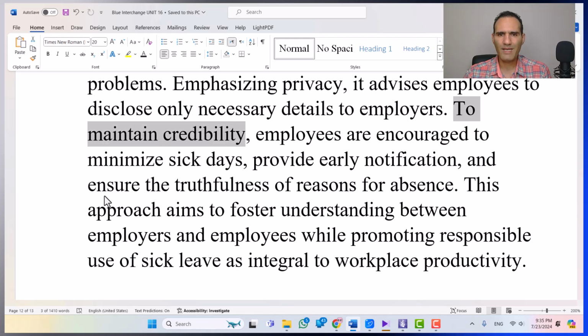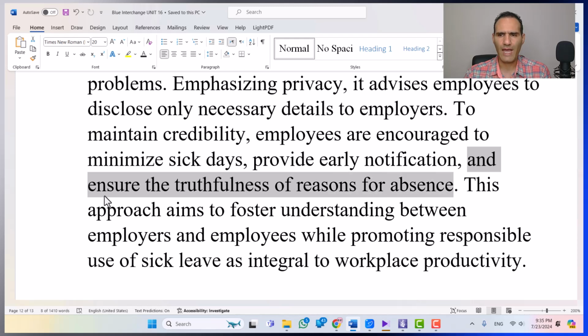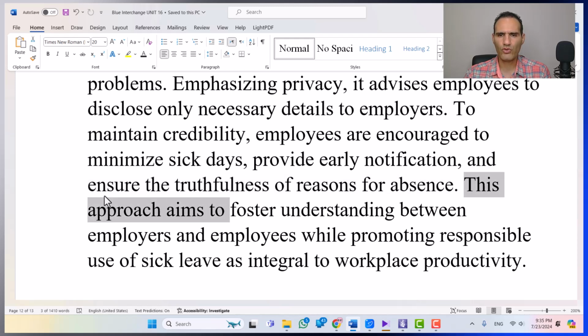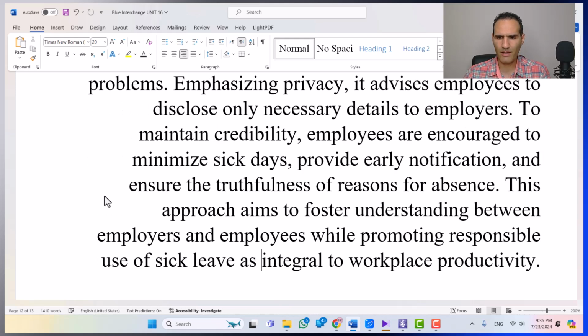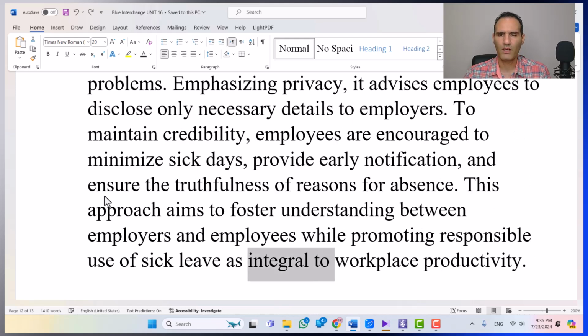To maintain credibility, employees are encouraged to minimize sick days, provide early notification, and ensure the truthfulness of reasons for absence. This approach aims to foster understanding between employers and employees while promoting responsible use of sick leave as integral to workplace productivity. Integral to, so it is something necessary, it happens, but it is integral to workplace productivity, because too many sick leaves and then the productivity will go down.